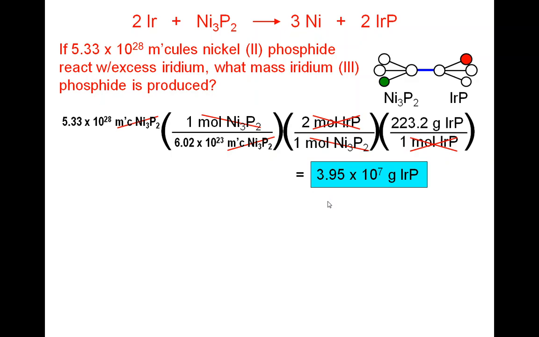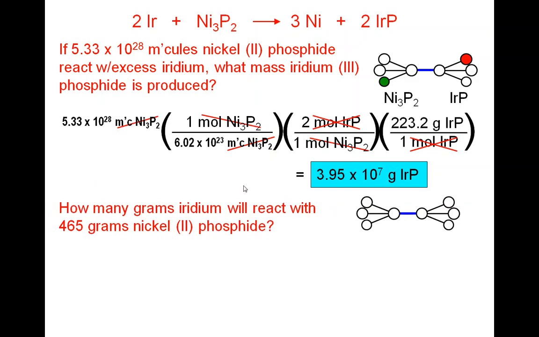There you go. That's a lot of grams. Over almost 4 million grams of iridium phosphide from that question. And I'm going to fly through this one really fast because I'm running out of time for what I want to do today. I'm trying to find my time so I don't talk too long here.